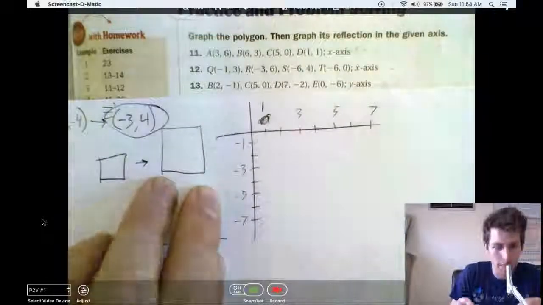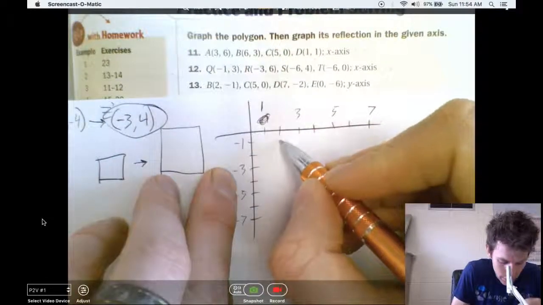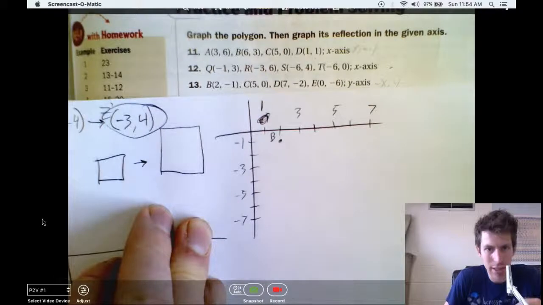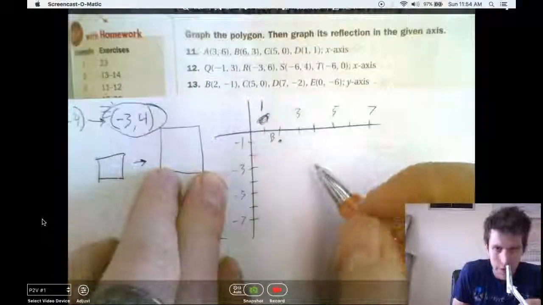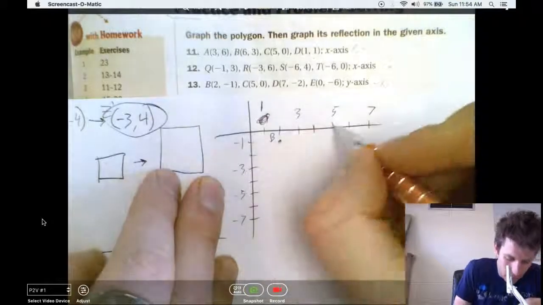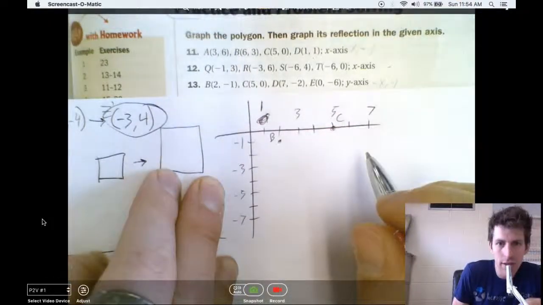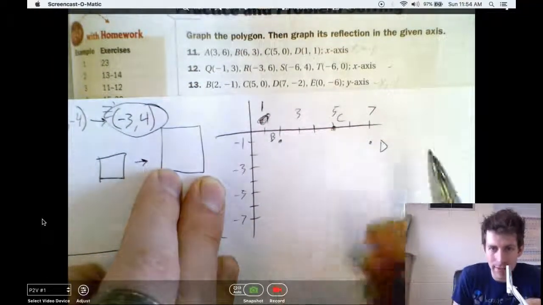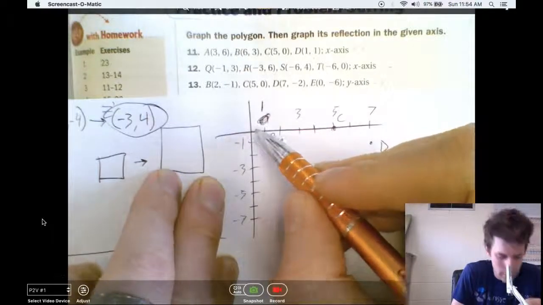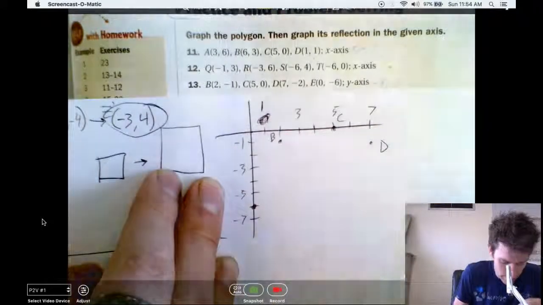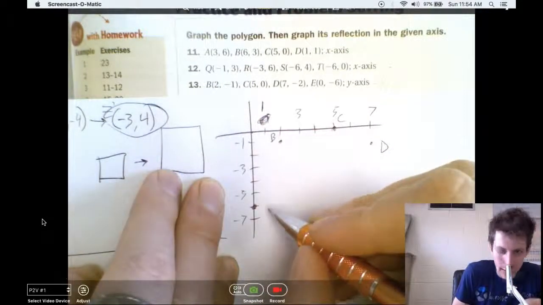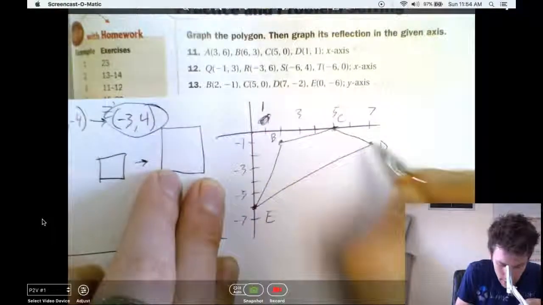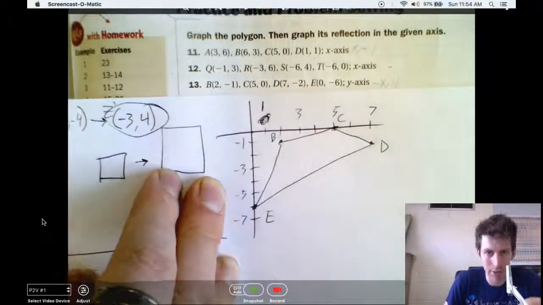All right, so B is 2, negative 1. That's B. Uh-oh, I didn't leave enough room here. Oh well, we'll deal with it. All right, so C is 5, 0. That's C. D is 7, negative 2. That's D. And E is 0, negative 6, right? That's E. Here is my shape. Nice looking quadrilateral, scalene looking.